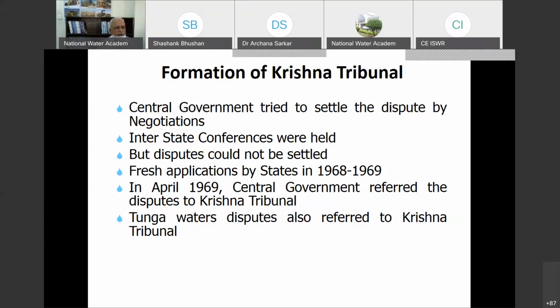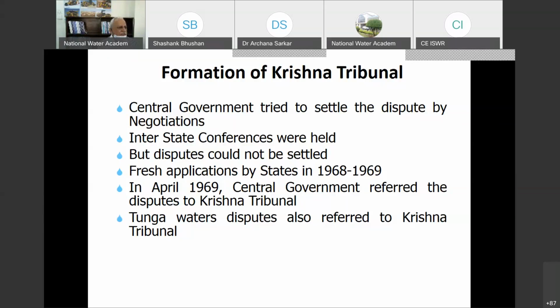Meanwhile, as the negotiations were not fruitful, in 1969, the central government referred the disputes to the Krishna Water Tribunal constituted. Justice Bachawat was selected as the chairman of the Krishna Water Dispute Tribunal.